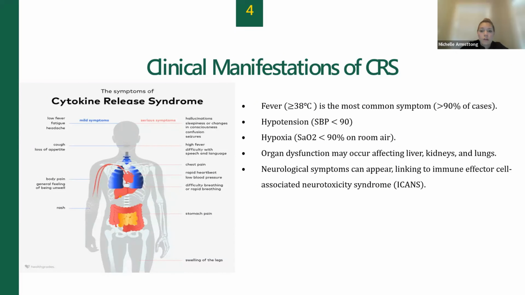Hypotension with a systolic blood pressure less than 90, hypoxia with oxygen saturations less than 90% on room air. Organ dysfunction can occur, and that's going to be predominantly seen in the liver, kidneys, and lungs. And then neurological symptoms can appear, linking immune effector cell associated neurotoxicity syndrome. And like I said before, you're going to really want to monitor these symptoms, but each program, and it's going to be provider specific, is going to develop a system of monitoring, whether it be inpatient or outpatient, to allow for the safest overall administration of these therapies.